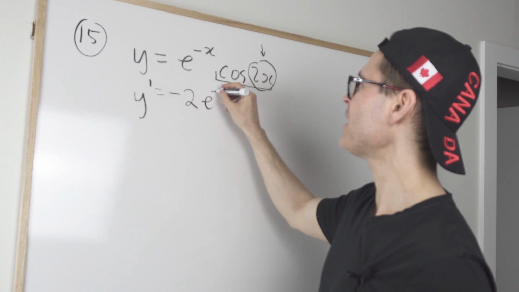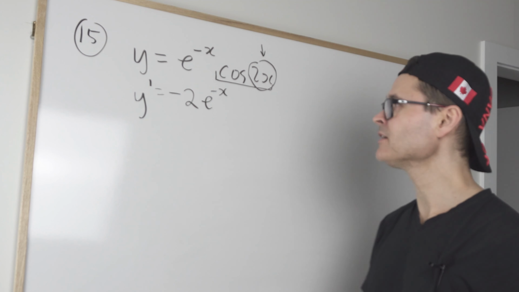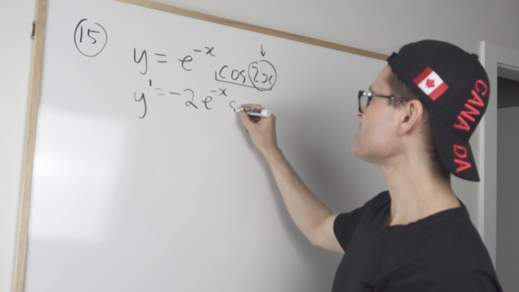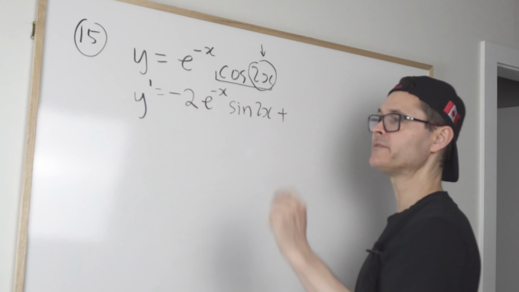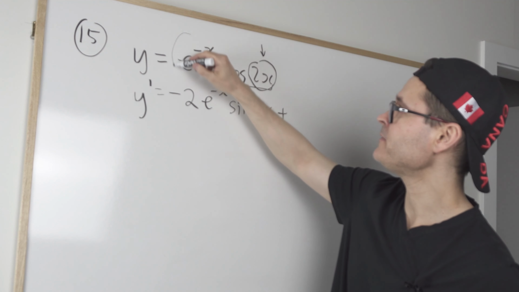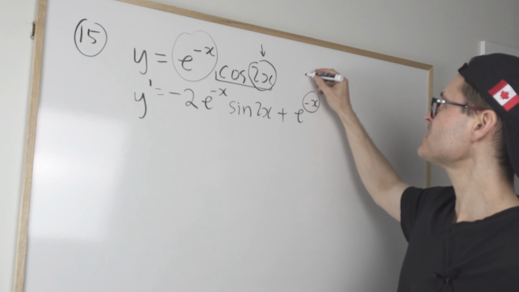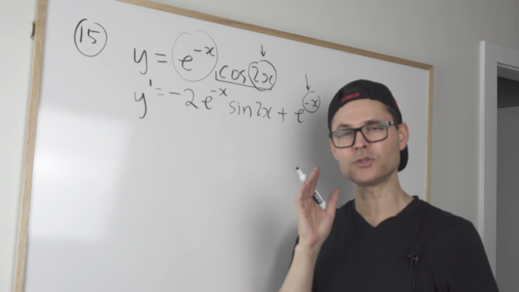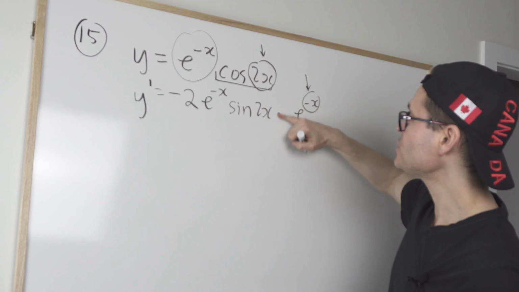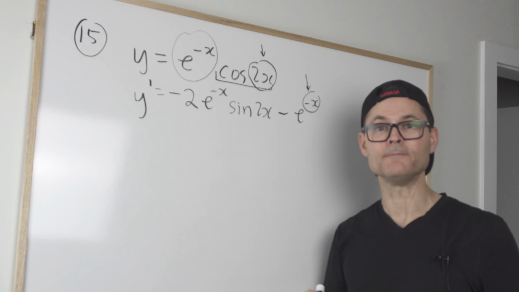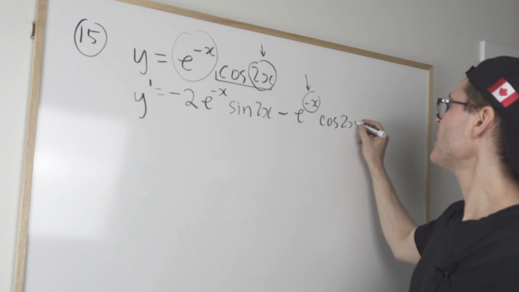The e to the negative x isn't being differentiated here. And again, the derivative of cos was sine. So sine 2x plus the second times the derivative of the first. Well, the derivative of e to the negative x is e to the negative x, but there's the inside function. Lots of chain rule going on. So the derivative of negative 1x is negative 1. So that's going to change this to a minus. It comes down front and is just multiplied by cosine 2x.